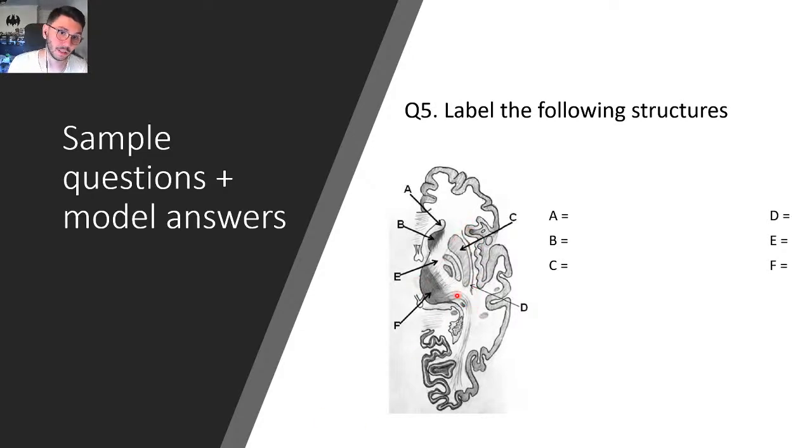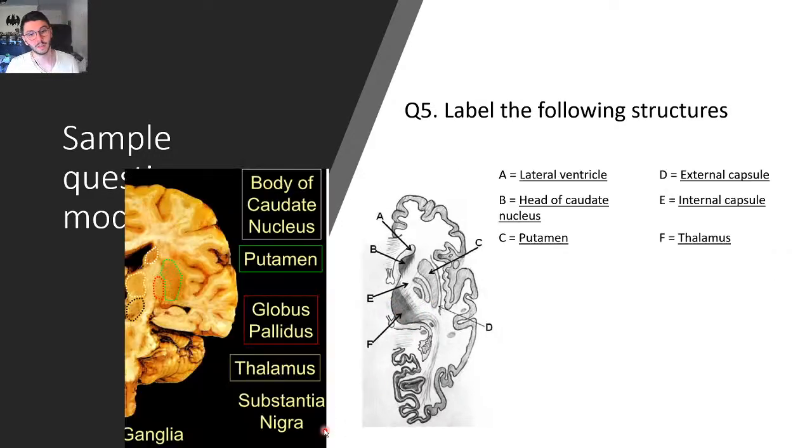And F is the thalamus. So the putamen is here, and the globus pallidus is right underneath it. The thalamus is there, and slightly below that would be the substantia nigra. The caudate is always on top, and the internal capsule just goes through.